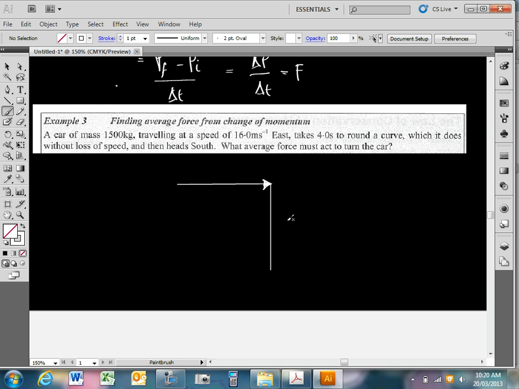Some people in the first test neglected to draw arrows in. So we'll label this vector as well, 16.0 meters per second, 16.0 meters per second. Have I done the right thing? East takes 4 seconds around a curve, which it does without loss of speed, and then heads south. Okay, and so what I've taken this from is this is north, east, south, west.